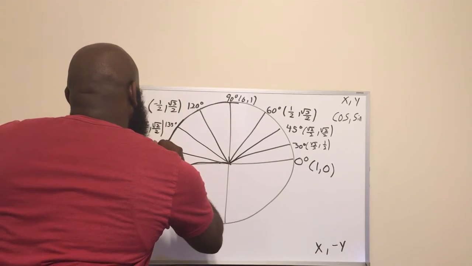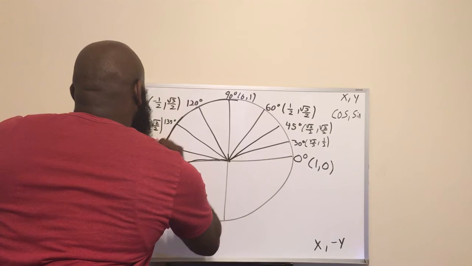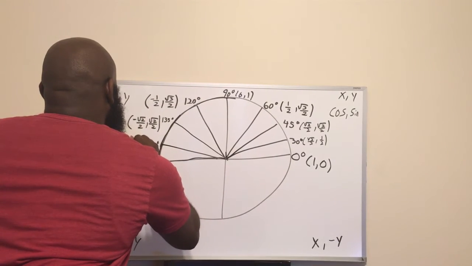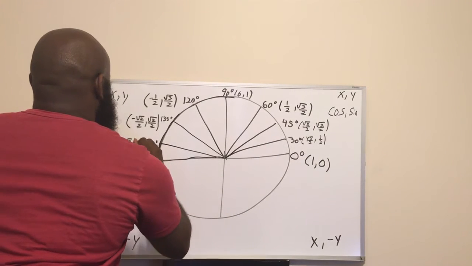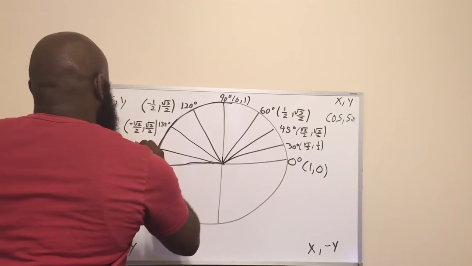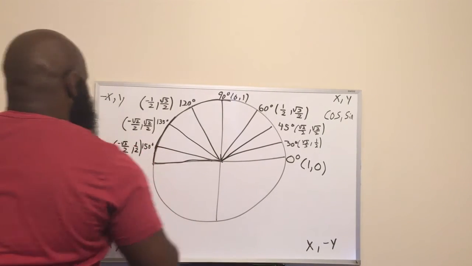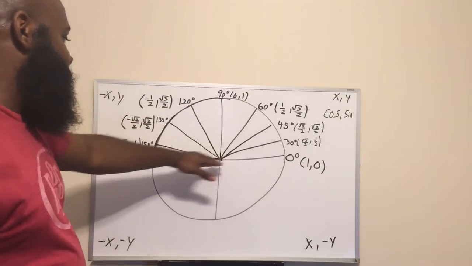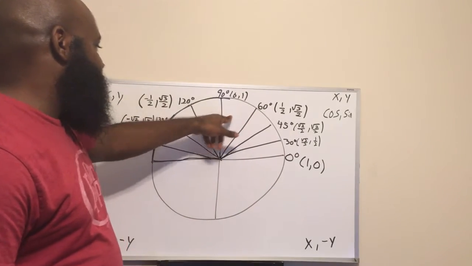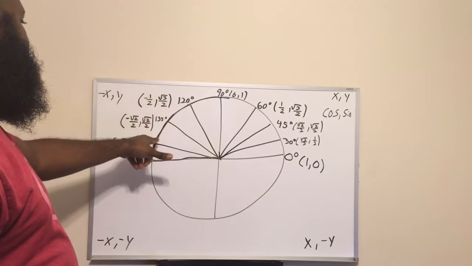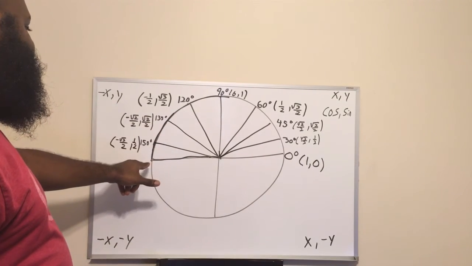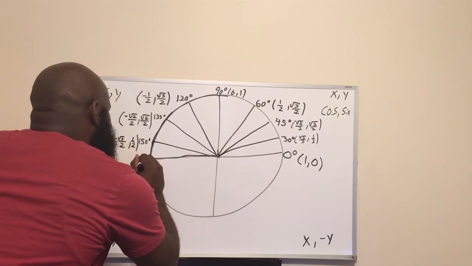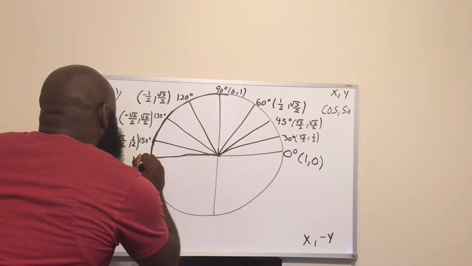And at 150 degrees, you have your cosine at negative square root 3 over 2 and your sine is 1/2. So that's half of the unit circle right there. You have the first quadrant and your second quadrant: 120 degrees, 135 degrees, and 150 degrees. And then at the half point, you are at 180 degrees.